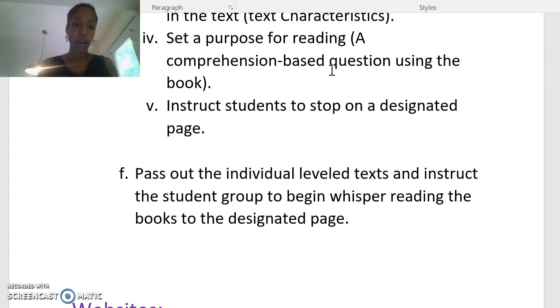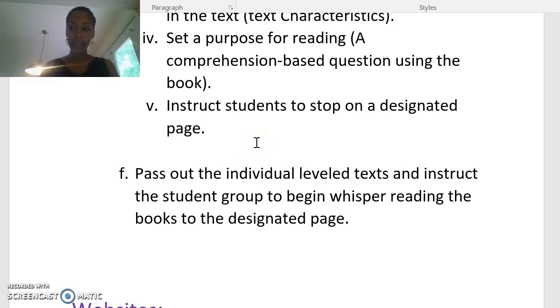If these are older students or higher reading level students, they can make up their own purpose for reading the book. They can come up with their own question based on the title, table of contents, vocabulary words, word patterns. That's another way that they can become invested in the book for that day.